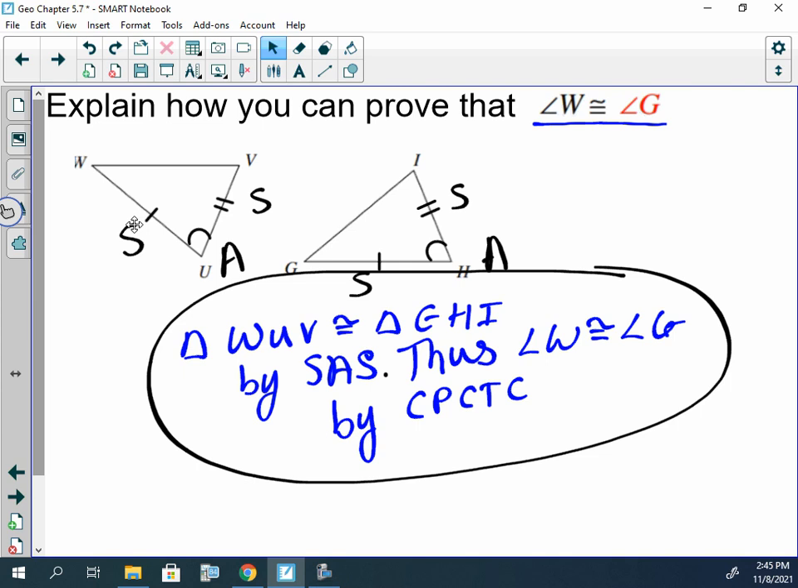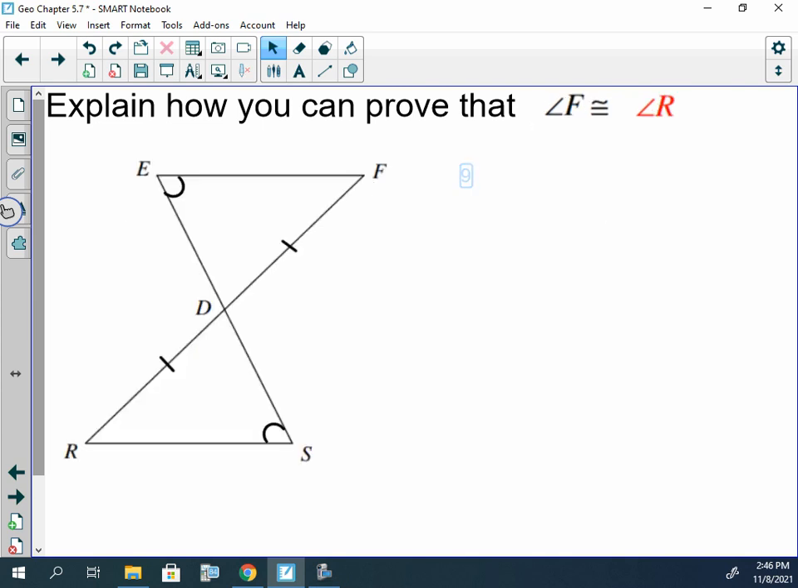That's an S. Corresponding parts of congruent triangles are congruent. Are and of are not always included in abbreviations.